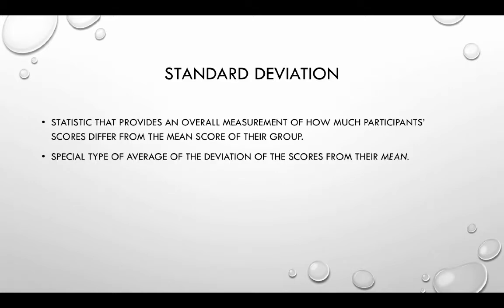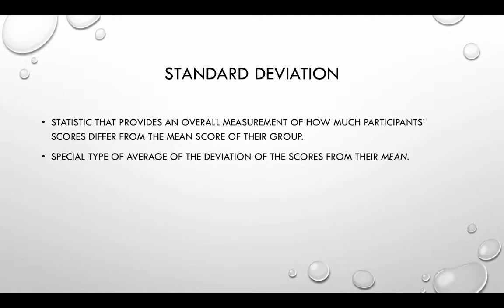Okay, so what is it? It's a statistic that provides an overall measurement of how much participant scores differ from the mean score of their group. So you have the mean score of your test. Your standard deviation is how much participant scores, or how much y'all's scores, differ from the mean score of the group. So if I said the average or the mean score on the test was 75, then we would look at the standard deviation, or how much your scores differed from that mean score of 75.